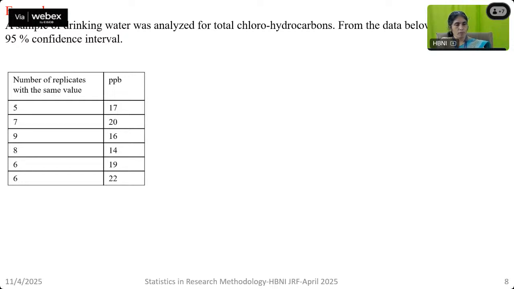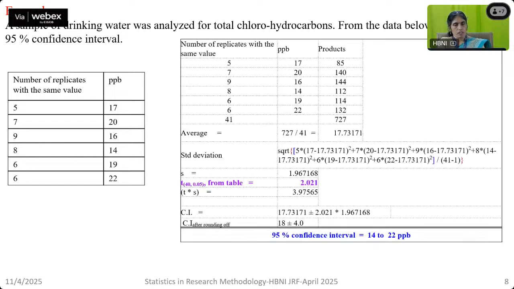If you add up the number of replicate measurements, 5 plus 7 plus 9 plus 8 plus 6 plus 6, 41 data points are there. But what you have to calculate is the 95% confidence level. Since there are only a limited number of data, we have to apply the t-test. From the entire set of data, we can calculate the average value of the total chlorohydrocarbons in the analyzed sample. And since each of the individual data are given, the standard deviation can be calculated.